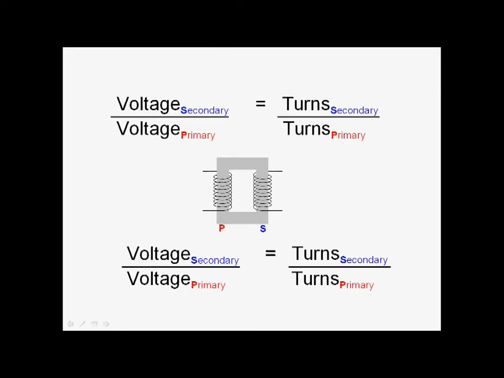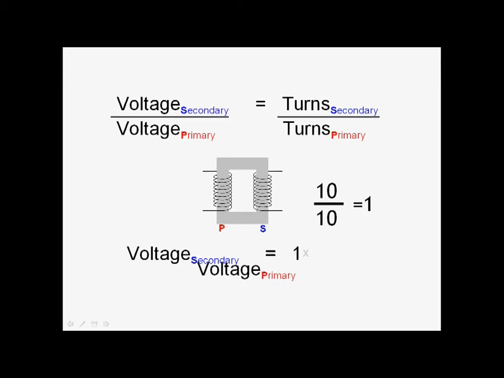This is the transformer formula, and it's one that you need to know. It simply tells us that if we take the ratio of the voltages, secondary divided by primary, it's the same as the ratio of the turns, secondary divided by primary. Easiest way is to go through some examples. If we take 10 turns on the primary and 10 turns on the secondary, we look at the ratio, secondary divided by primary, and it's 1. 10 divided by 10 is 1.